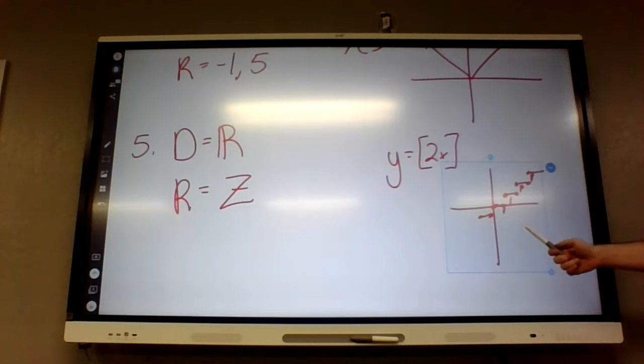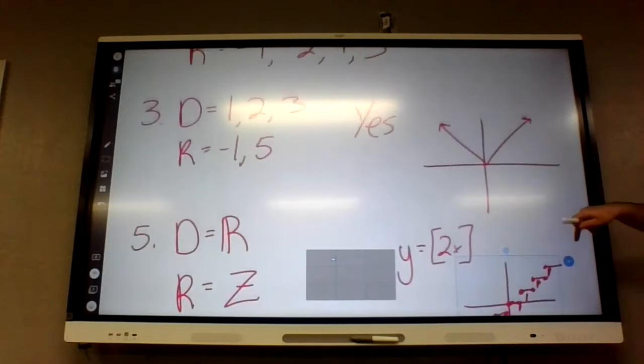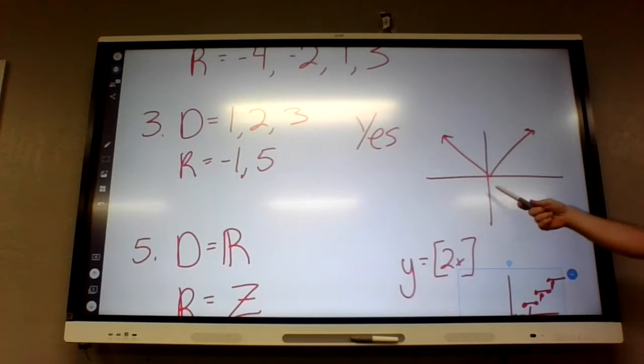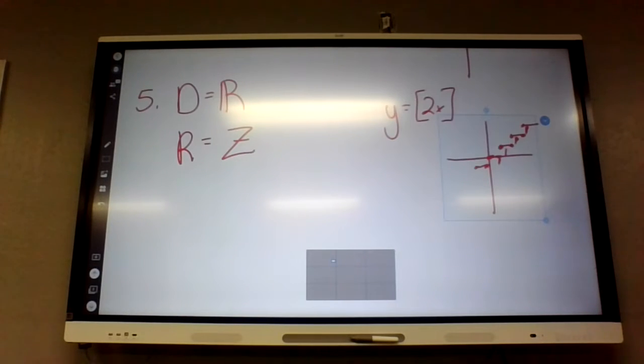We have not ever done a range like that before. We have done domain and range for this picture before, though. This is number 4. Why don't you guys try it on your own first?